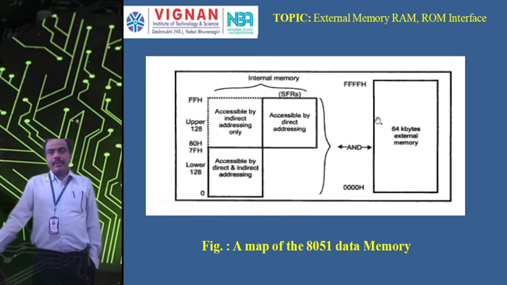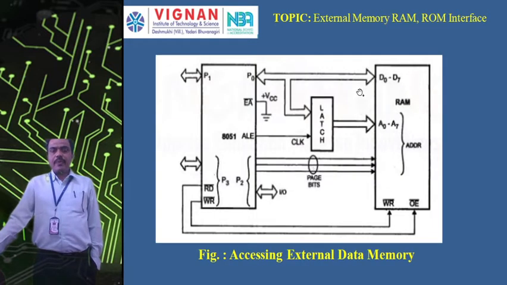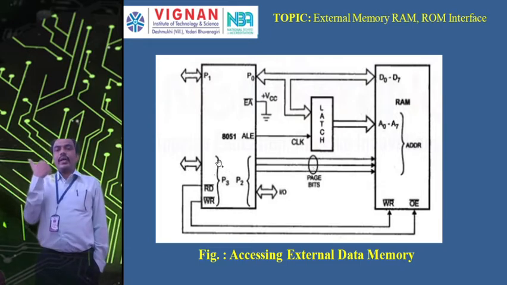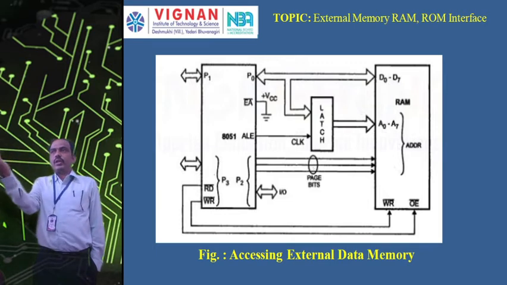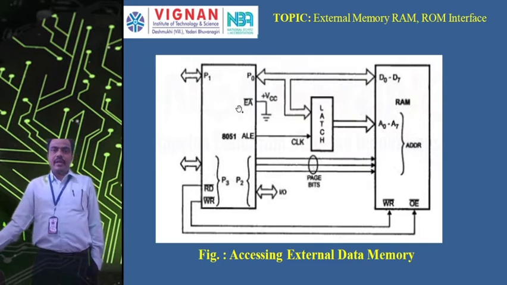Whereas this is the external RAM, which the 8051 can access up to 64 kilobytes, that is 0000H to FFFFH. So this is how we are going to access the data memory. As we discussed previously, here we need to read the data and write the data onto the RAM. Whereas in the previous case, we just stored the programs and fetched the programs. But here we can read and write.